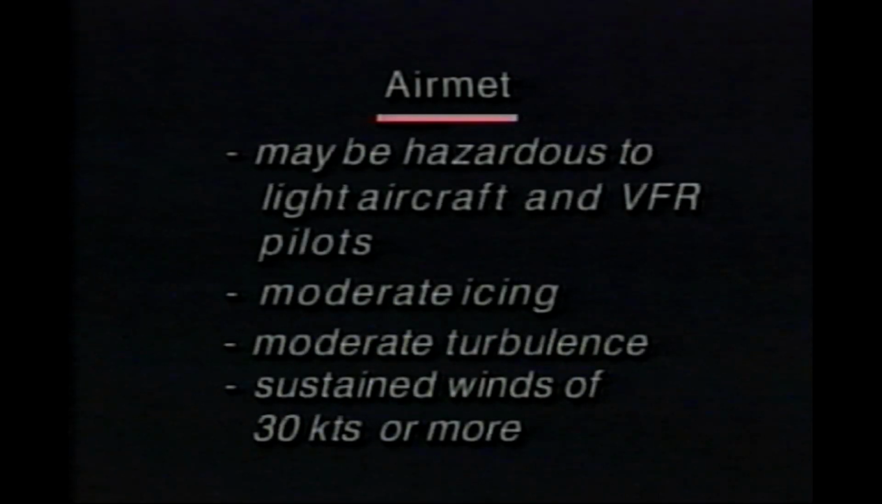There are three types of in-flight advisories: airmets, sigmets, and convective sigmets. An airmet is hazardous weather for light aircraft and VFR pilots. Within an airmet, you'll find moderate icing conditions, moderate turbulence, and sustained winds of 30 knots or more.